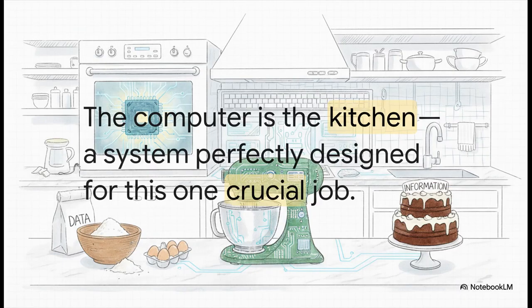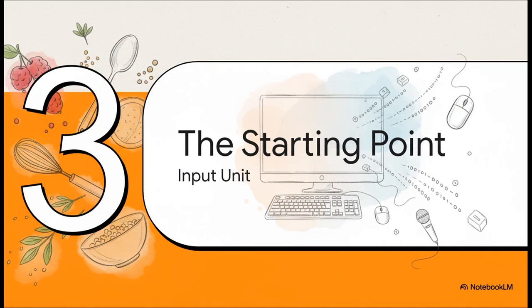Okay, so if data is the ingredients and information is the cake, then what's the computer in all of this? The computer is the entire kitchen. It's the oven, the mixing bowls, the countertops, the whole system that is perfectly designed for this one crucial job, turning raw stuff into something amazing. All right, so let's take a little tour of this computer kitchen, shall we?